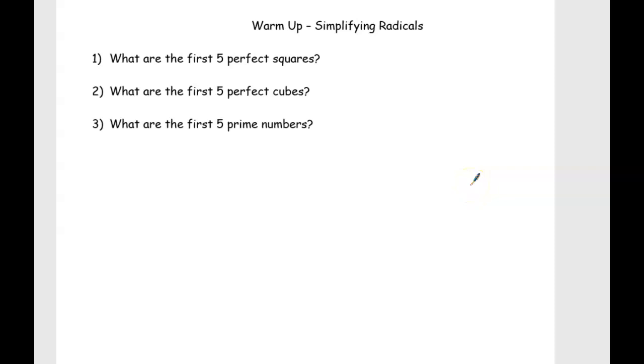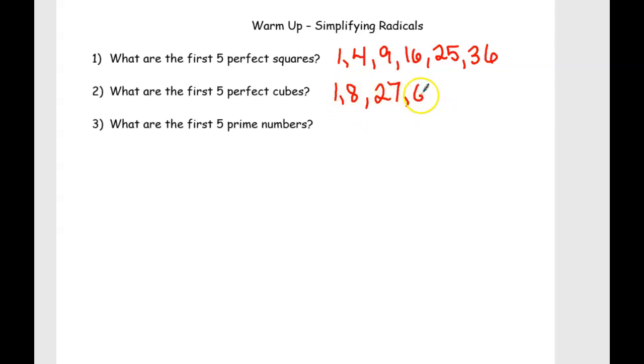So we start out with the warm up, and the first 5 perfect squares you should have had would be 1, 4, 9, 16, 25, and 36. Okay, the first 5 perfect cubes would be 1, 8, 27, 64, and 125. Okay, so perfect cubes would be, if you took the cube root, you'd get a whole number.